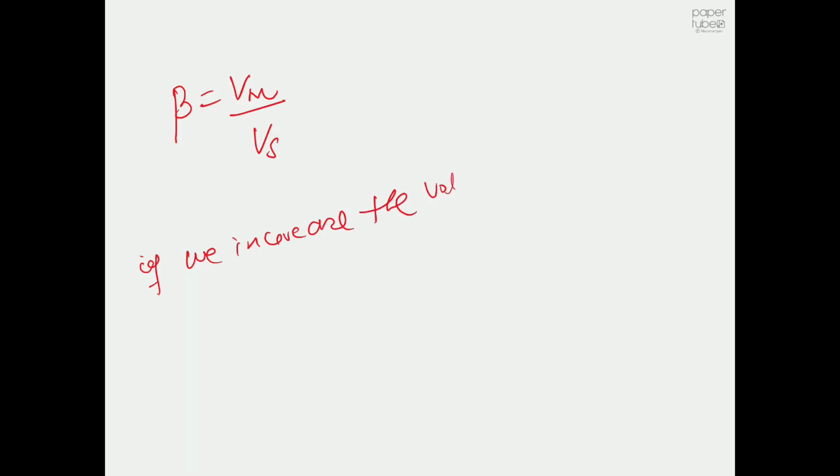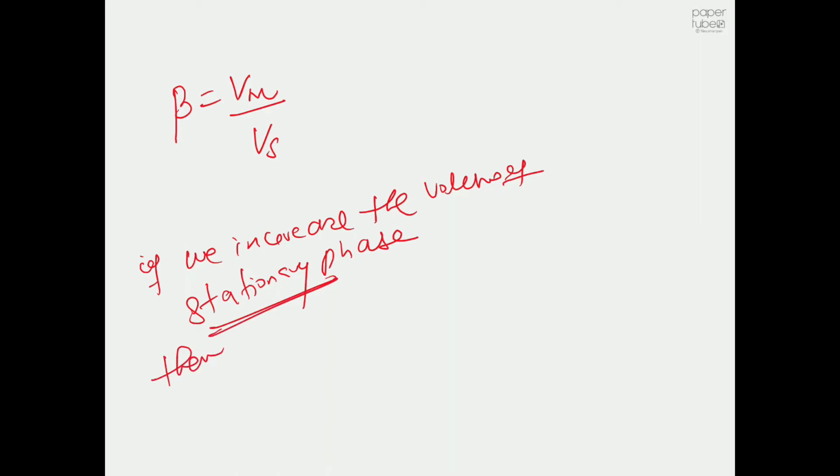the volume of our stationary phase, then naturally the analyte molecules will like to stay more and more time, will spend more time in the stationary phase, so naturally your retention time will go up.